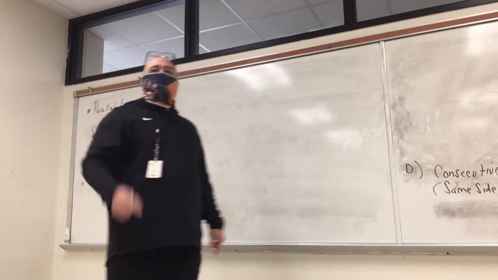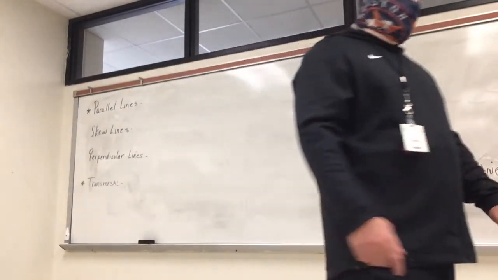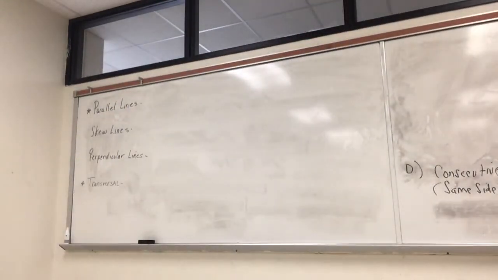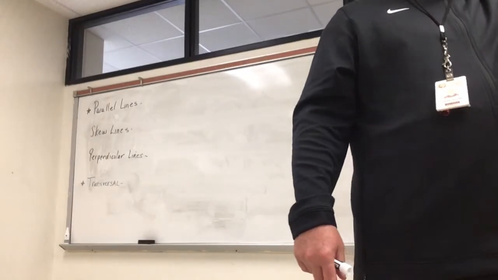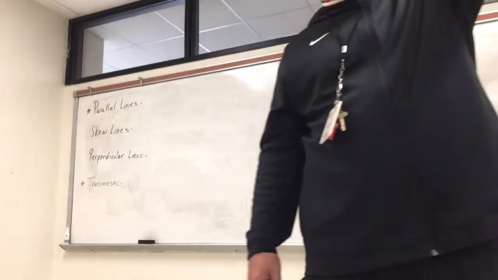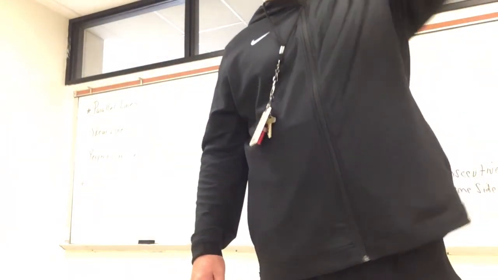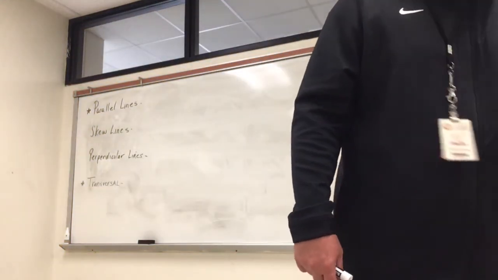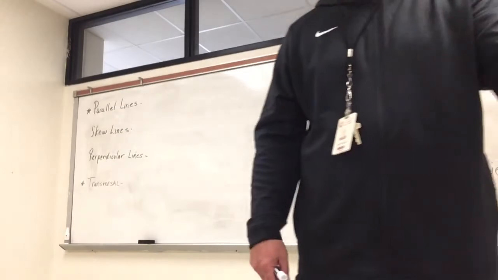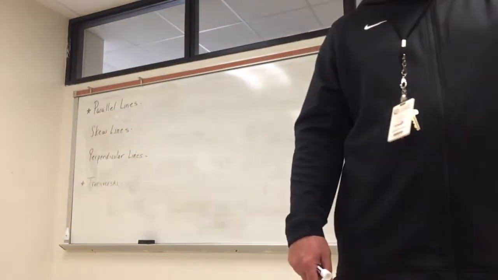Two or more lines in the same plane that do not intersect one another. Very important that you understand this. A parallel line is two or more. So could it be four? Yes. Could it be three? Yes. Can it be two? Yes. Can it be one? No. Two or more lines in the same plane. They have to be in the same plane.